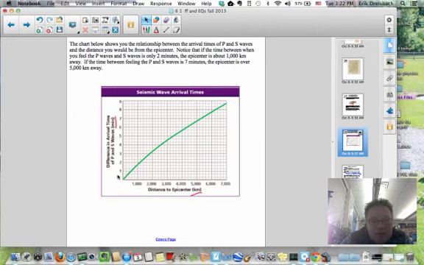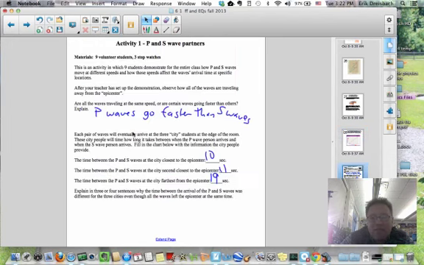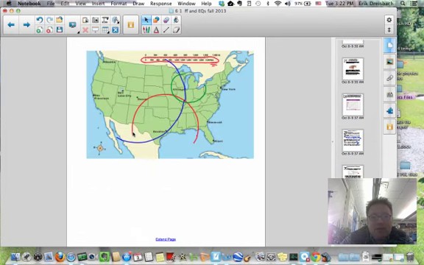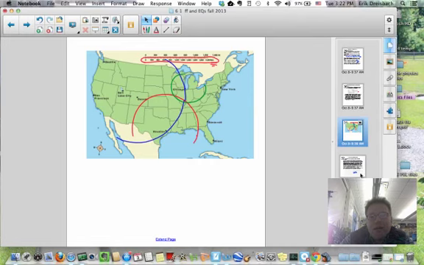Be sure you know how to use this. We practiced this in class, and let me tell you, you might see this again. Be sure to be able to do that. And that's how we did our final activity of the classroom epicenter: we used the different times of the arrival of the P wave and the S wave to find the epicenter within the classroom.